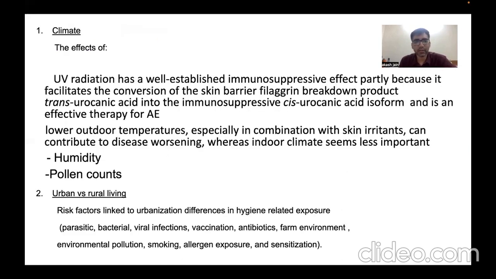Now, what are the environmental factors? The first is the climate, like UV radiation, ultraviolet radiation, and the well-established immunosuppressive effect, partly because it facilitates the conversion of skin barrier filaggrin breakdown product, that is trans-urocanic acid, into the immunosuppressive cis-urocanic acid isoform, and is an effective therapy for atopic eczema. So UV radiation causes conversion of filaggrin breakdown product, that is trans-urocanic acid, into cis-urocanic acid.